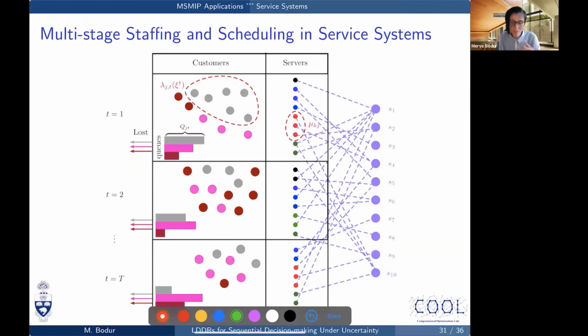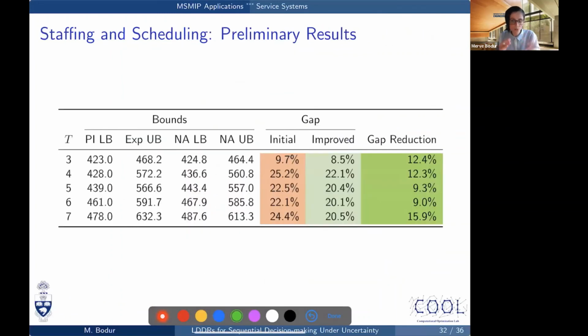You must be familiar with the staffing and general scheduling problem, for instance, in call centers. For some call center application examples here, again, we see that in the last column we have significant gap reductions.